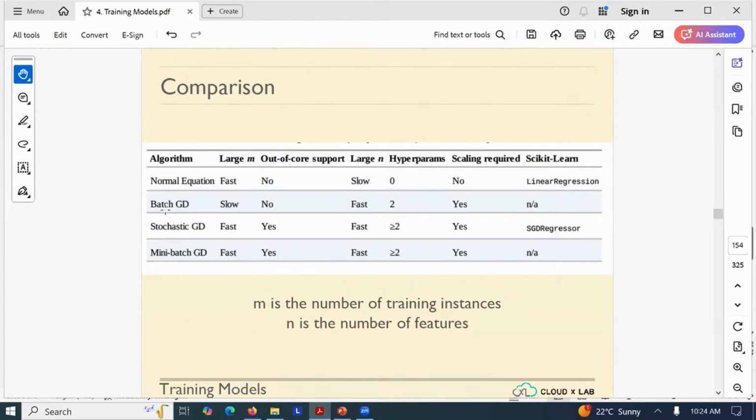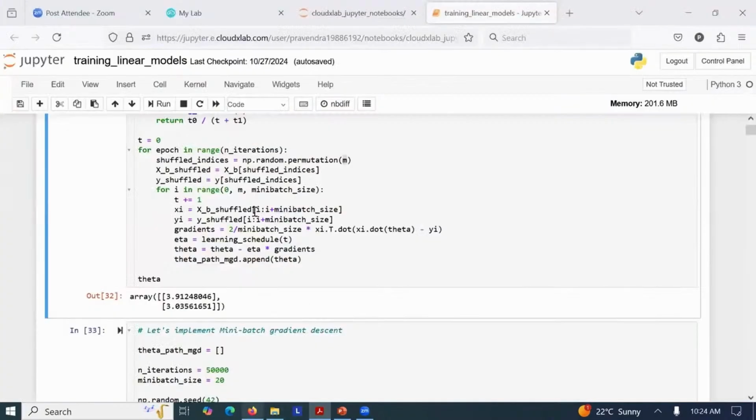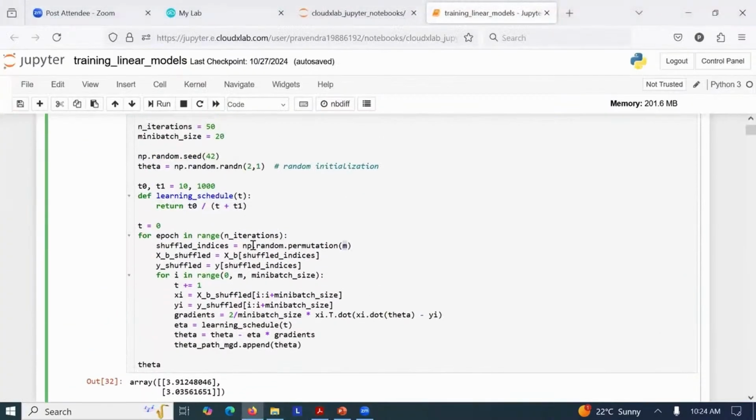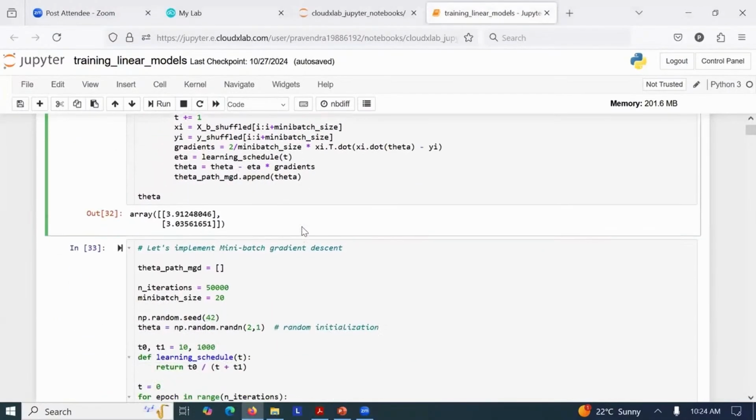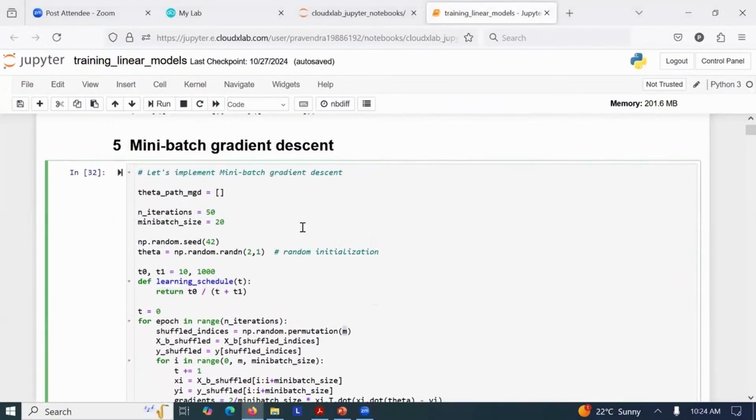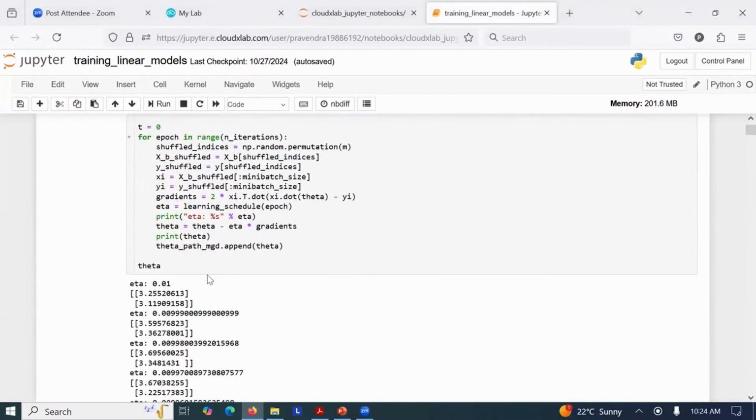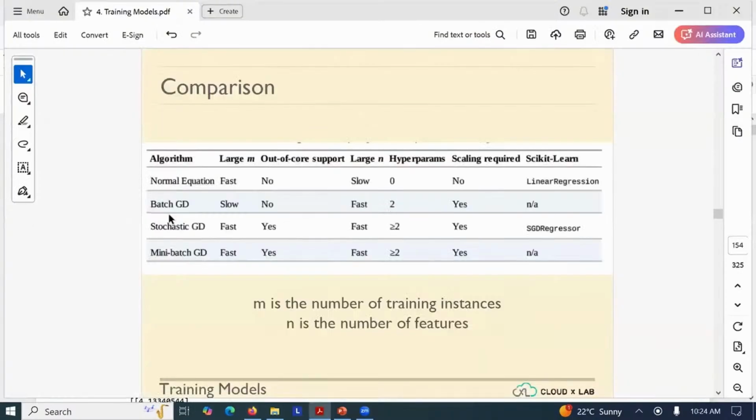Because in SGD we are using one data point at a time. In batch we are using the complete data. In mini batch we are using a subset. So SGD support is there in scikit-learn, but scikit-learn doesn't provide any support for batch GD and mini batch GD, right? But I already shared the IPython Jupyter notebook file, so you can use this code to get the optimal values of parameters, right? Mini batch GD and batch GD you can do, right?